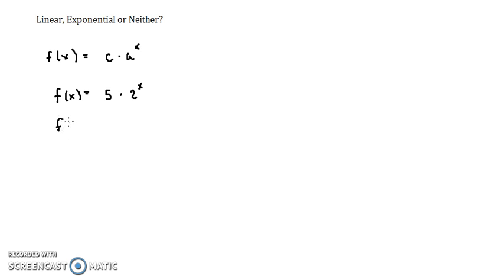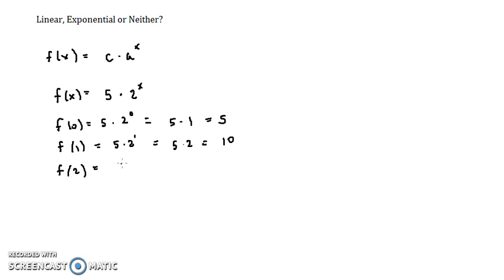So let's look at this for some different values. So let's say we have f of 0. That means we're going to plug in 0. So we've got 5 times 2 to the 0, or just 5 times 1, which is 5. And f of 1 is 5 times 2 to the 1, so that's 5 times 2 is 10.